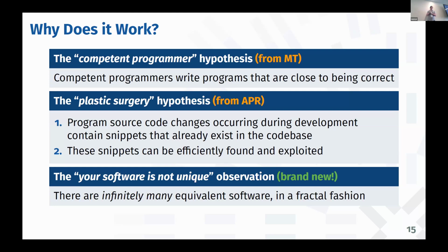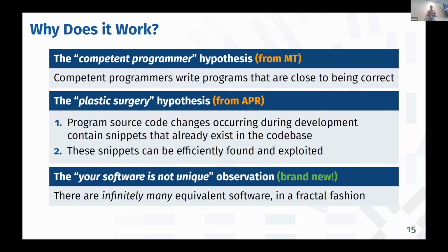The second one came from automated program repair. It's the plastic surgery hypothesis. It's basically that during the development of software, most of the transformations that the software sees are from snippets that already exist in the software. And the second part is kind of important, which is that those snippets can be efficiently found or exploited. So you can actually find the code that you need from your reference software to apply it to a different place on the improved software.